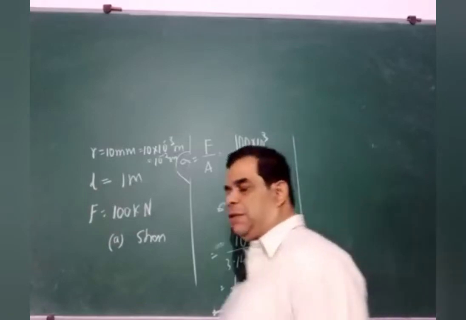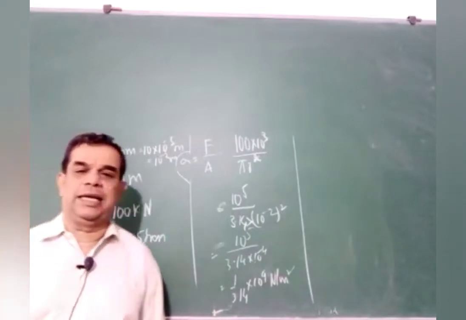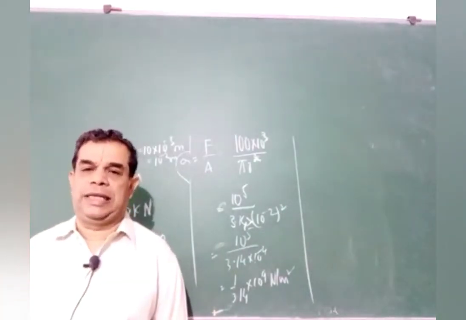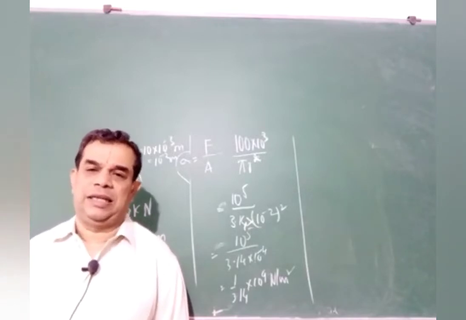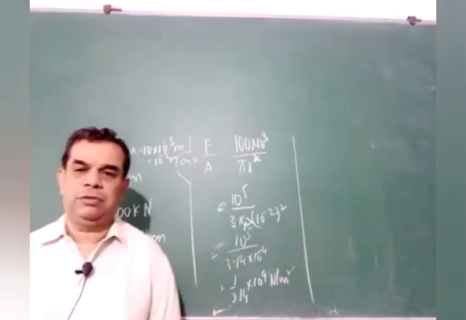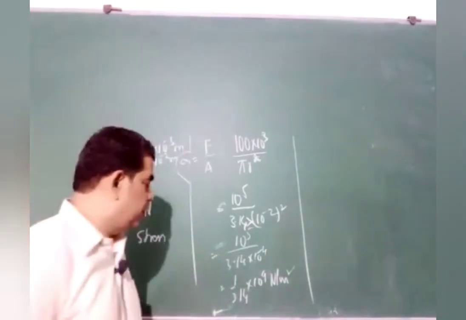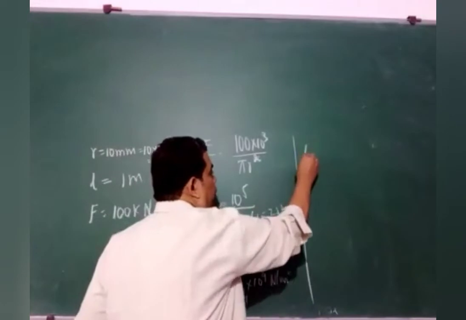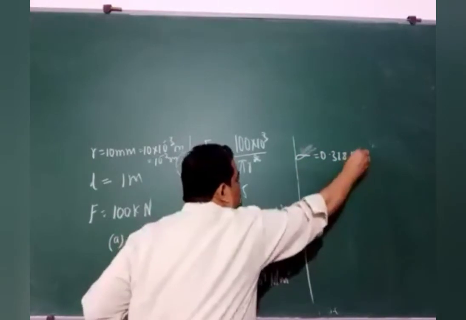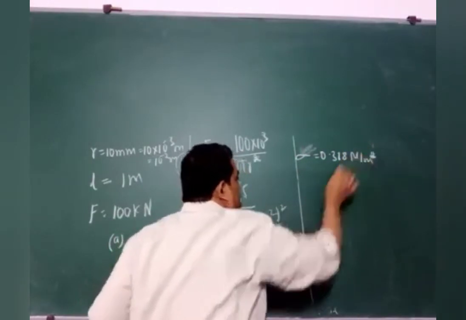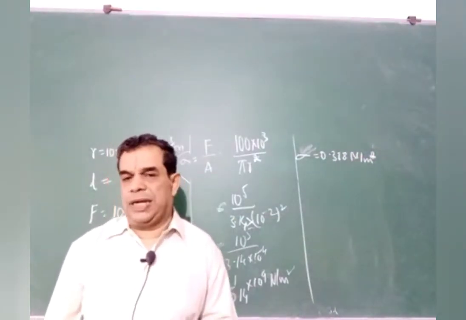Get me the answer for 1 by 3.14. How much is it? Most probably nearer 0.3, because 1 by 3 is 0.33. How much is the value for 1 by 3.14? 0.318. Okay. Stress is therefore F by A. The stress sigma is 0.318 into 10 raised to 9 Newton per meter square, which you can write as Pascal also.